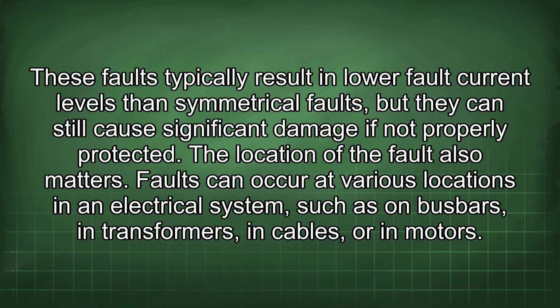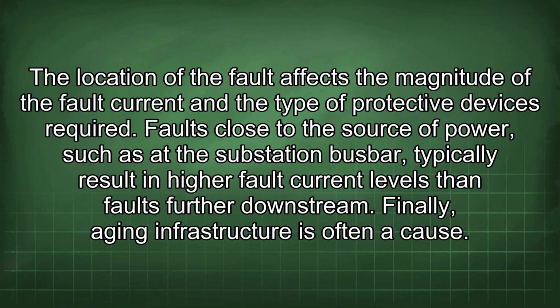The location of the fault also matters. Faults can occur at various locations in an electrical system, such as on busbars, in transformers, in cables, or in motors. The location of the fault affects the magnitude of the fault current and the type of protective devices required. Faults close to the source of power, such as at the substation busbar, typically result in higher fault current levels than faults further downstream.